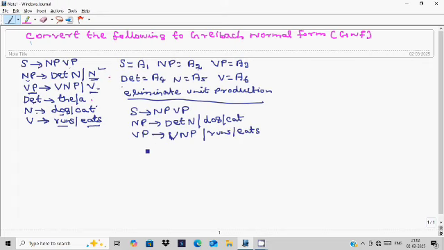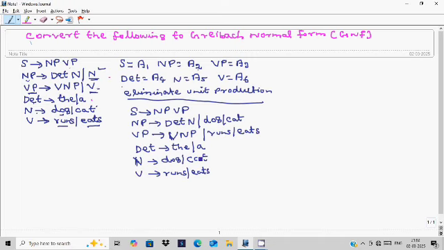Now that's all. We have got rid of unit production, so we will rewrite the productions as they are. DET can be written as the and a, which has two terminals now. Now the fourth one is N can be replaced as dog and cat, and finally V can be replaced as runs and eats. Okay. Now we will slowly proceed in this order.